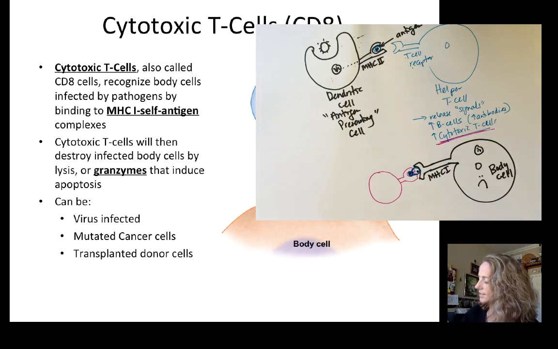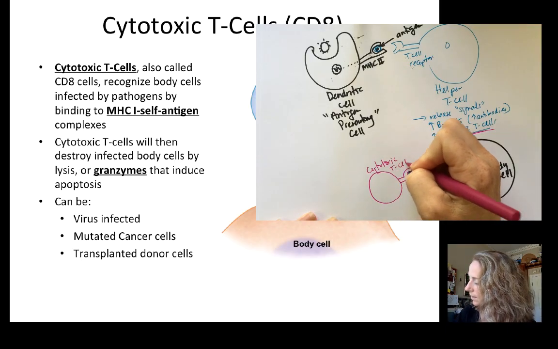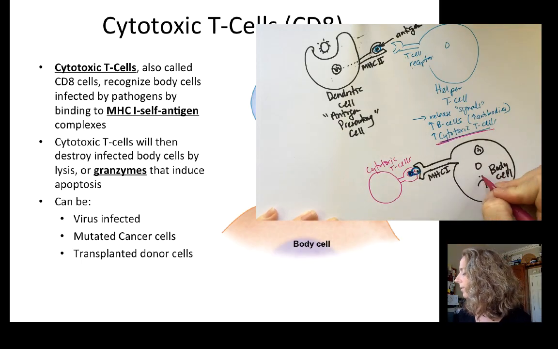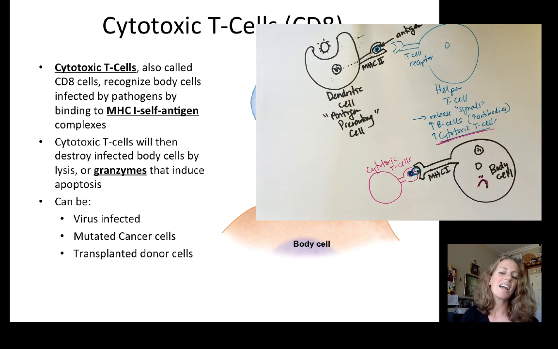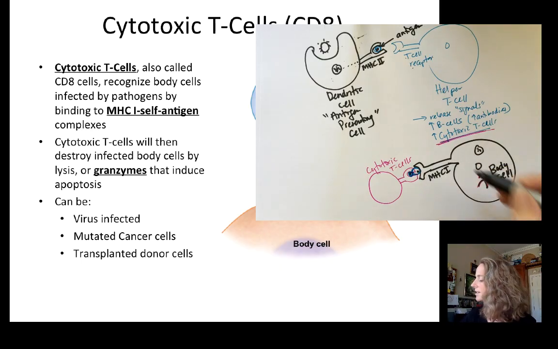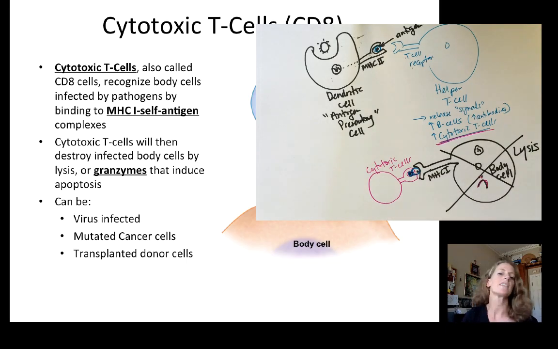So the cytotoxic T cells as activated by the helper T cells start to circulate and look for infected body cells. Once they find infected body cells, they're going to destroy those body cells. Those body cells have been infected, so they're on their way to being damaged by the bacteria. We want to make sure that they don't create any more damage. So the cytotoxic T cells are going to cause lysis of these infected body cells.